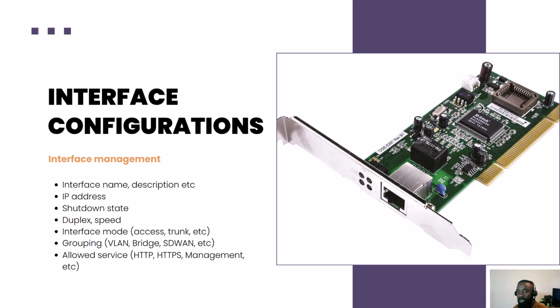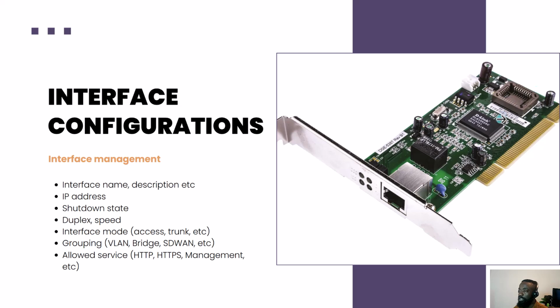Grouping of that interface, whether you're grouping it into a VLAN, you're grouping it into a bridge, you're grouping it into an SD-WAN, or whatever it is. Another one is allowed services. So you could allow a couple of services on an interface like HTTP, HTTPS, and also things like management traffic.